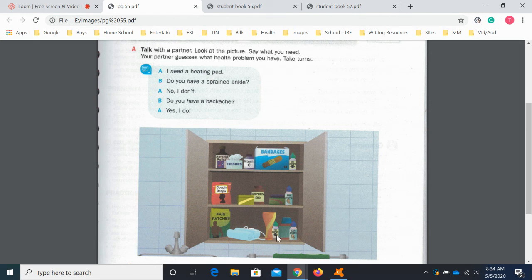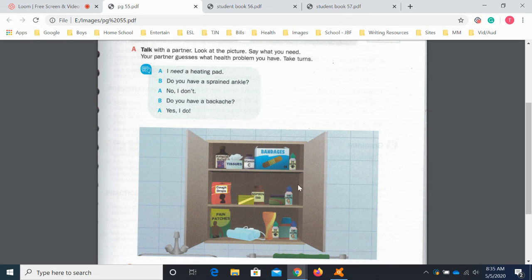Right? Eye drops. If I say, I need eye drops, you might ask, does your eye hurt? You wouldn't say, do you have an eye ache? We don't really say eye ache. We would just say, does your eye hurt? Or is your eye in pain? Yes, they do. Okay.